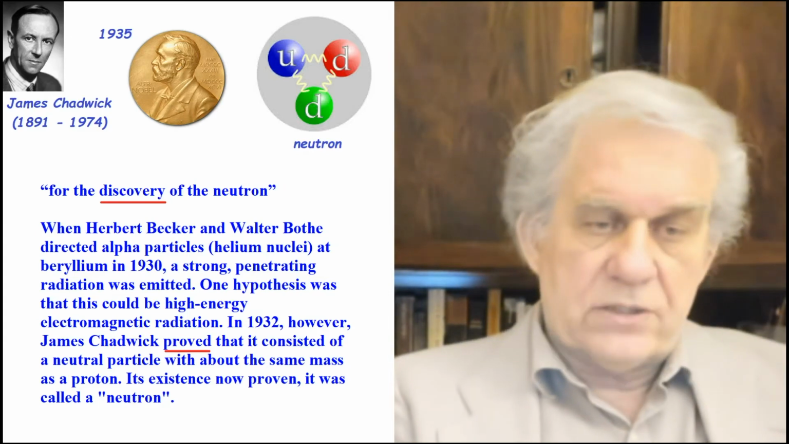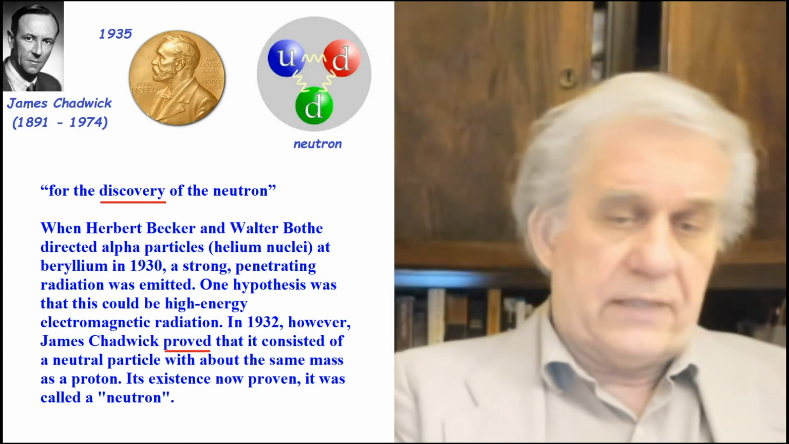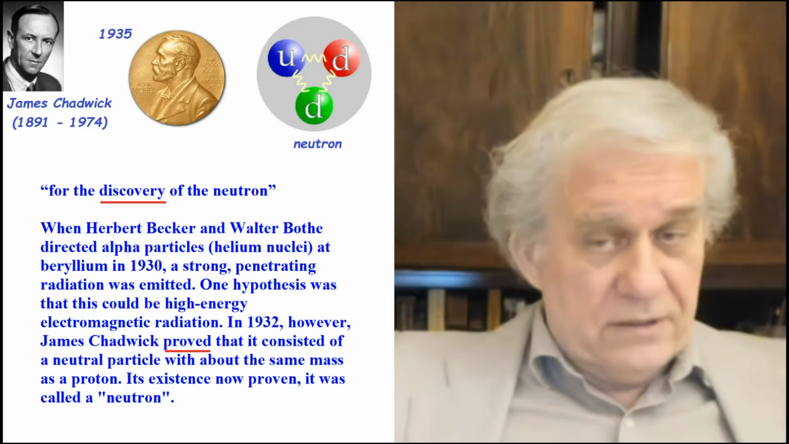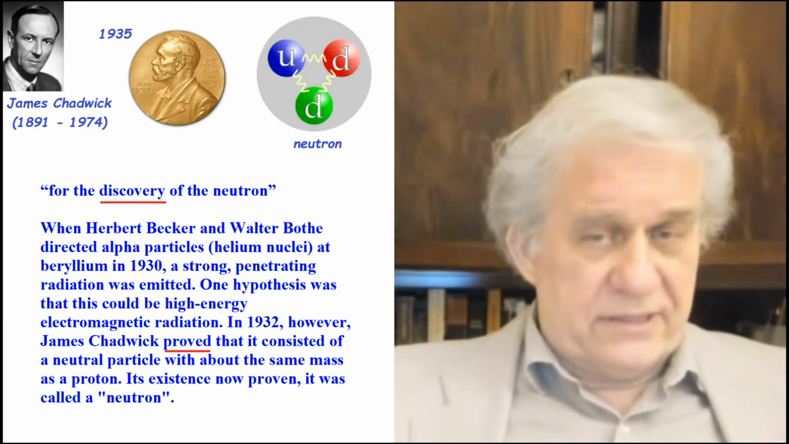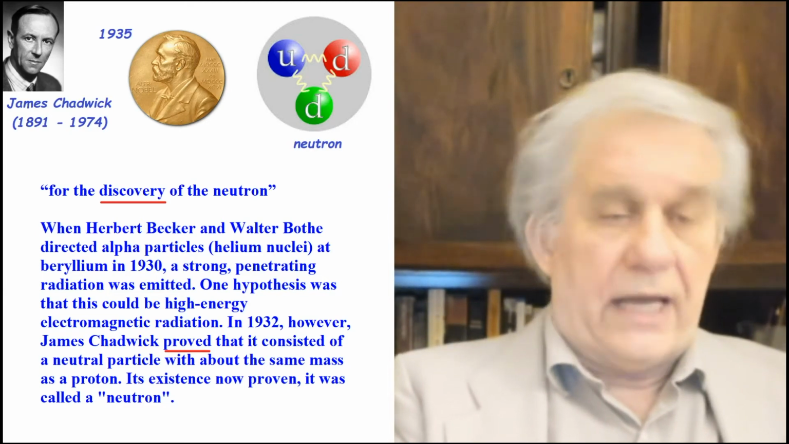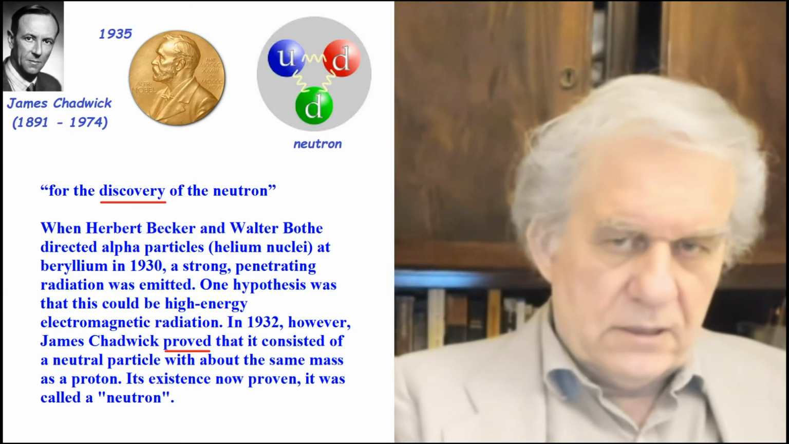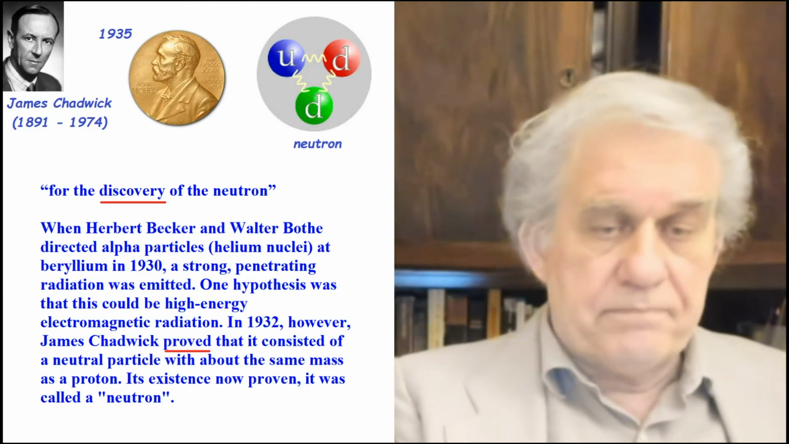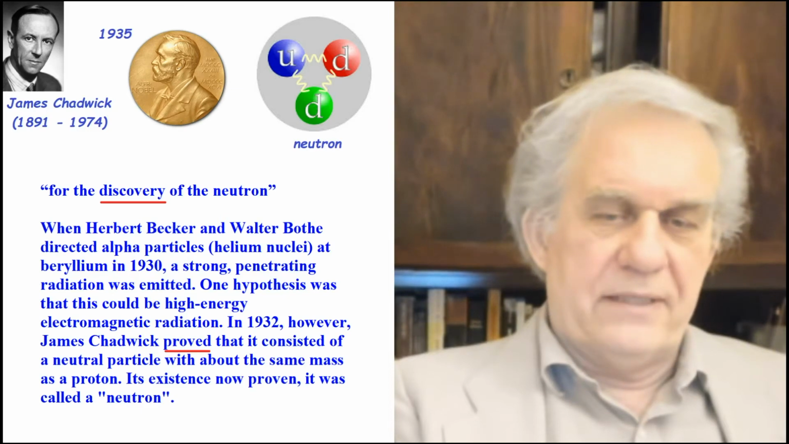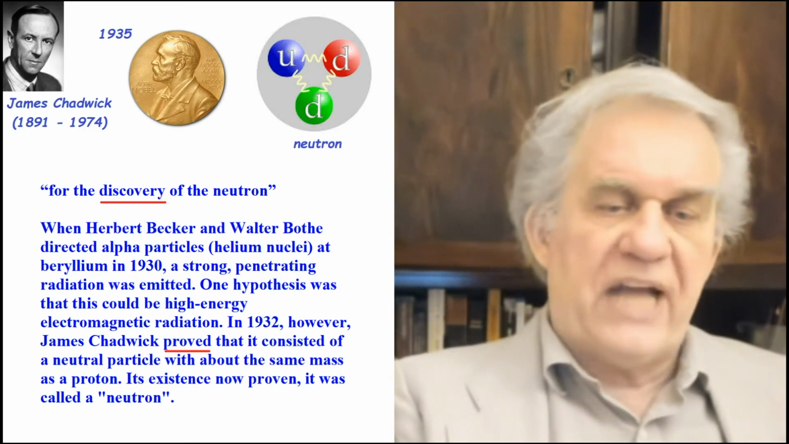Okay, one hypothesis was that this could be high energy electromagnetic radiation. In 1932, however, James Chadwick proved, he convinced all his buddies, that it consisted of a neutral particle with about the same mass as a proton. Okay, so its existence now proven. Okay, it was called a neutron. So they proved, what does prove mean? It means you can't challenge it, because they're going to shove down your throat that it was proven, and you have no chance of contesting what they proved.